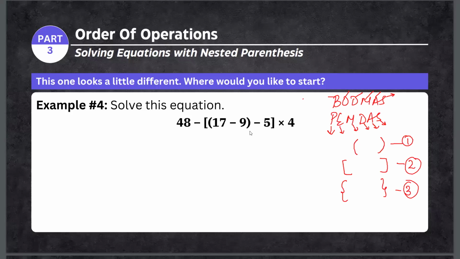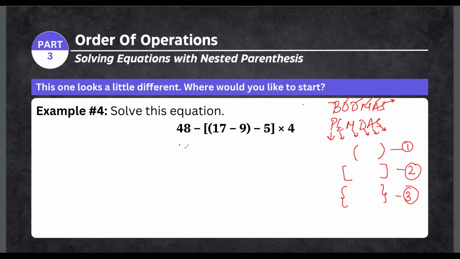We have this number. This time, if you can see, the question is same. The numbers are same, but this time the parenthesis is different. So 48 minus, we have to solve 17 minus 9 first, which is 8, then minus 5, then square bracket, then times 4. Now 8 minus 5 is 3. So 48 minus 3 times 4.